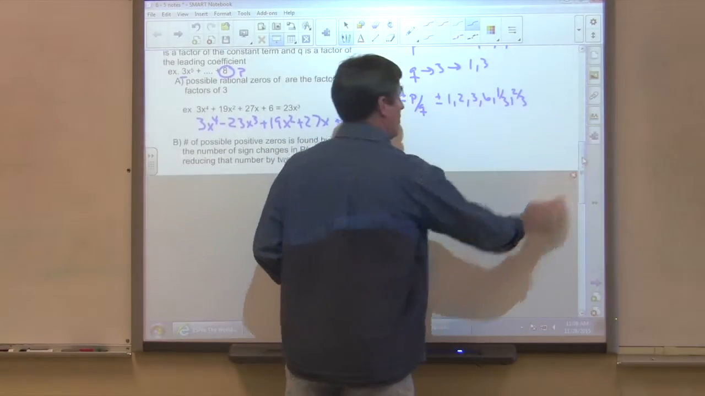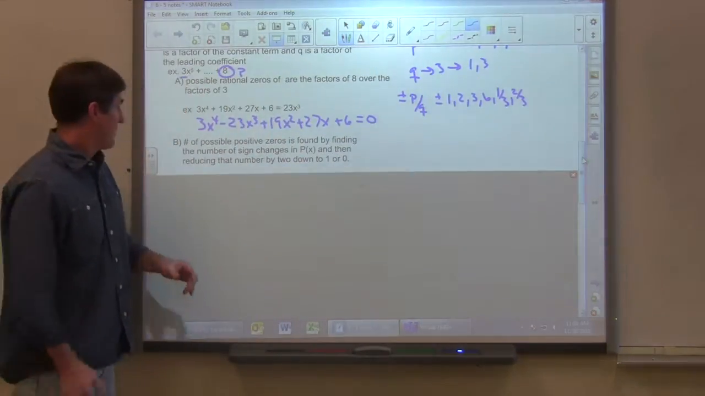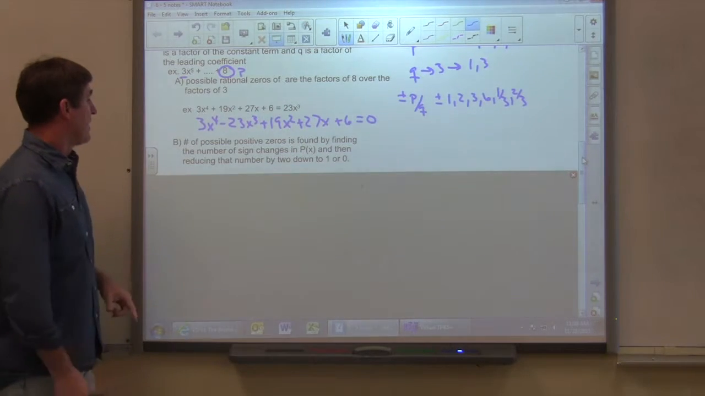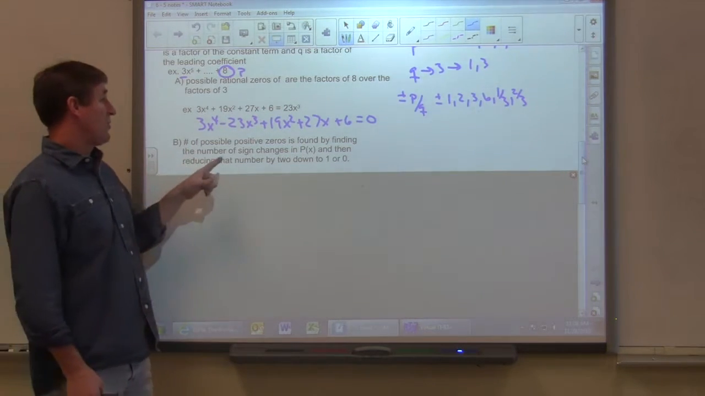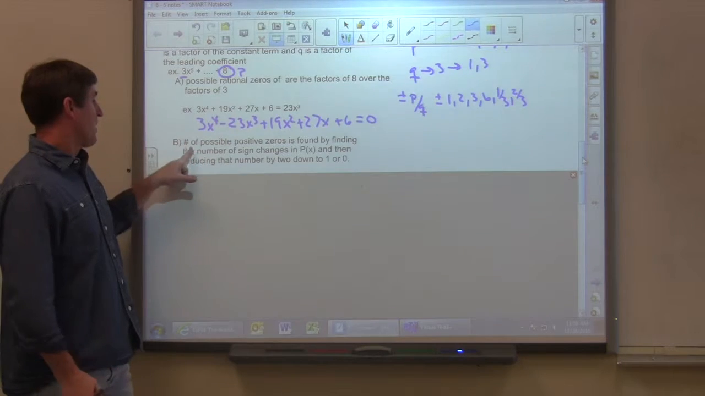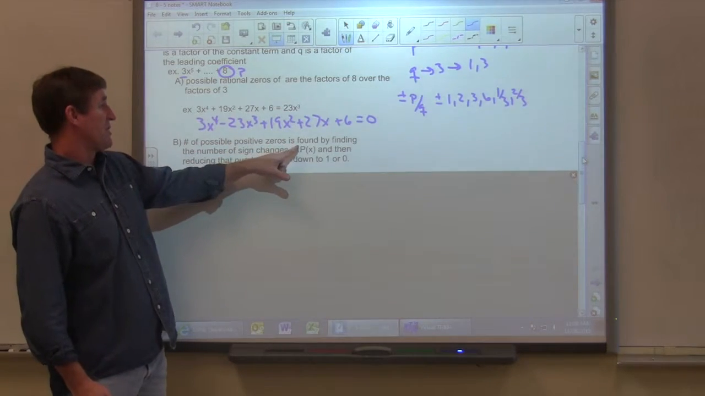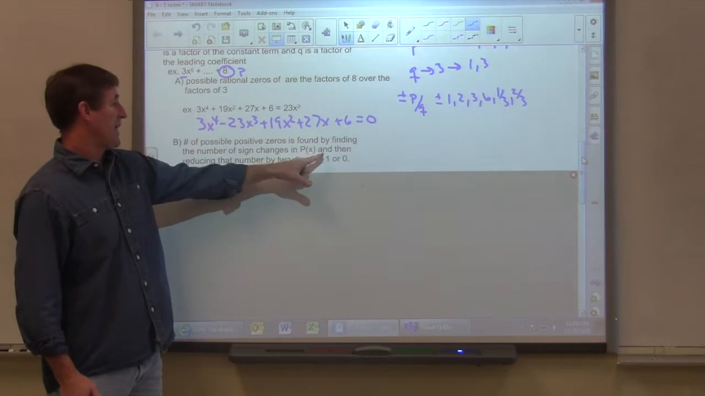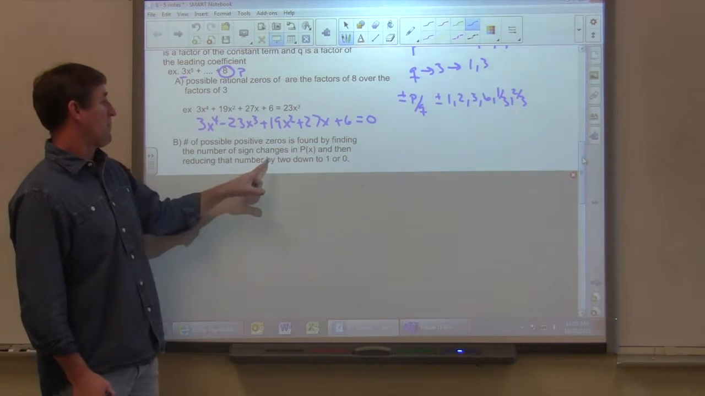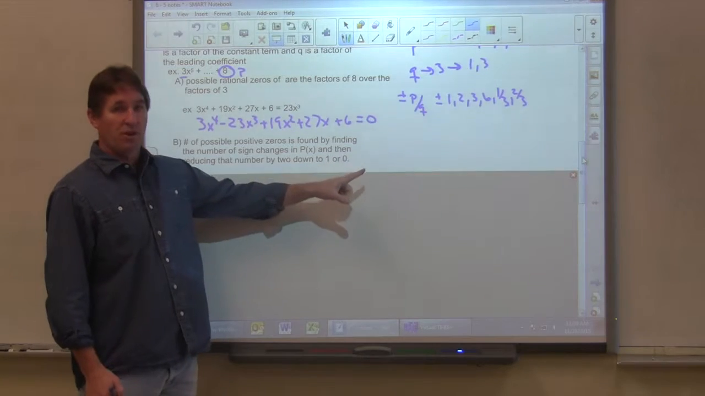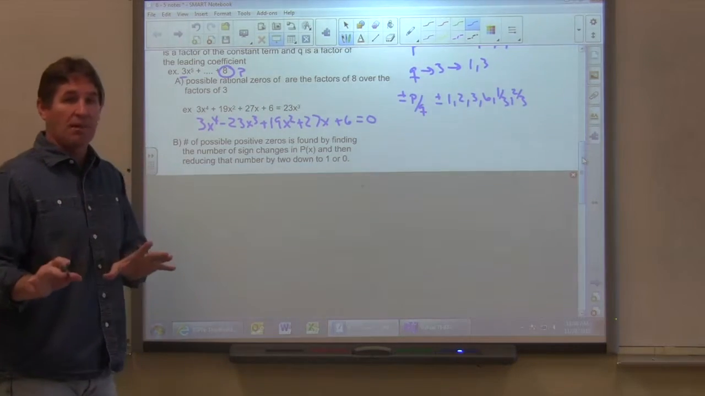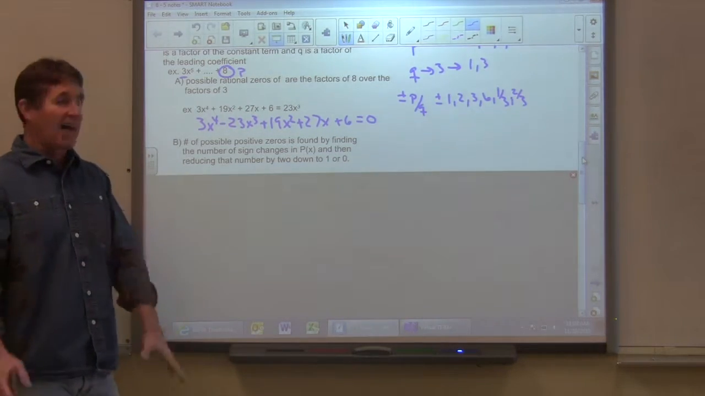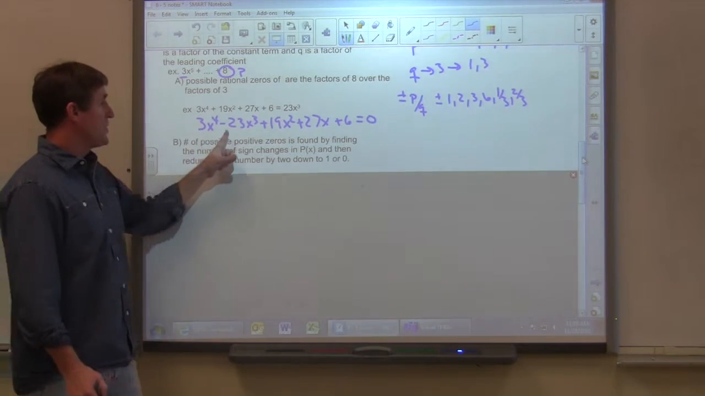So once we've got that, there's some other things we can do to shorten up the process on the possible numbers to try. And that is, when you find the zeros, the number of possible positive zeros is found by finding the number of sign changes in p of x and then reducing that number by 2 down to 1 or 0. Now I know this seems complicated when you just read it, but it's really not. So let's go through and use this problem.